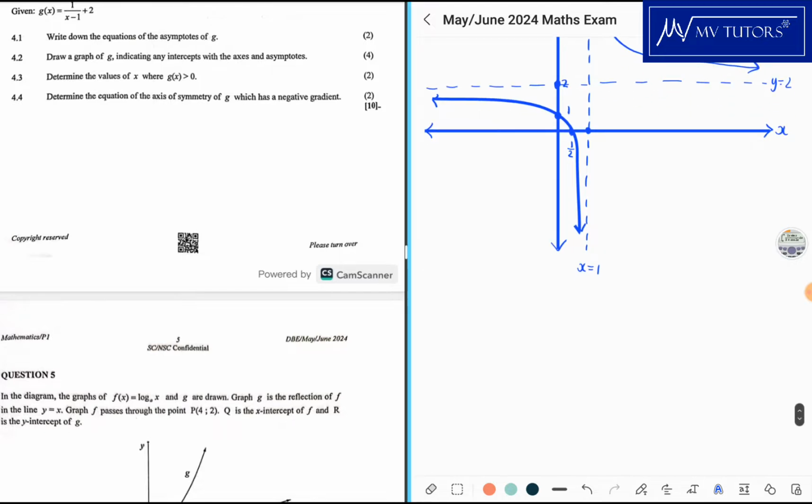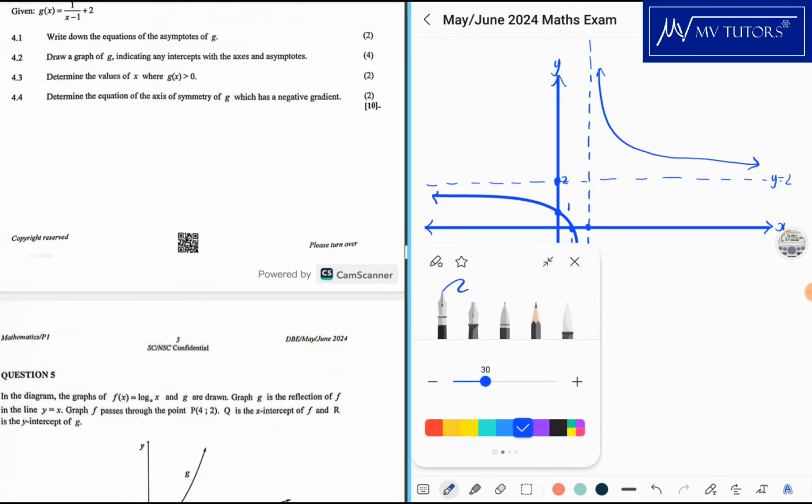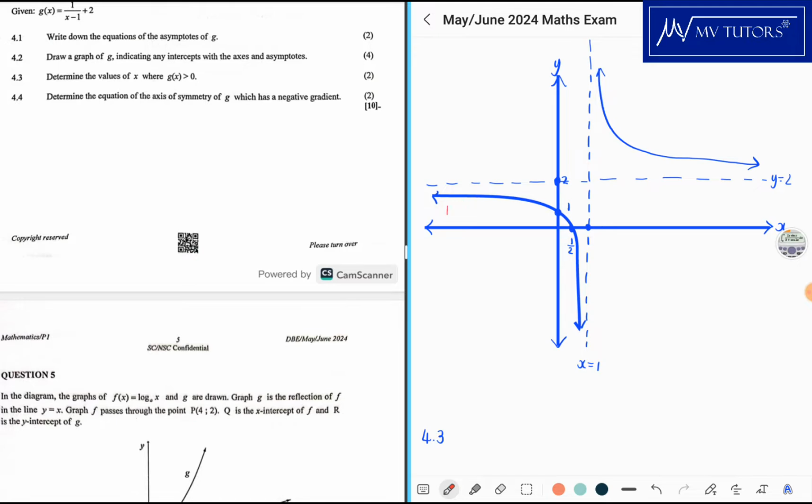Now 4.3 says determine the values of x where our function g of x is bigger than 0. If it's bigger than 0, it means we are looking at this place above the x-axis, where basically y is positive. So we are focusing on values above the x-axis. So I can see where g is bigger than 0. It's in this region over here.